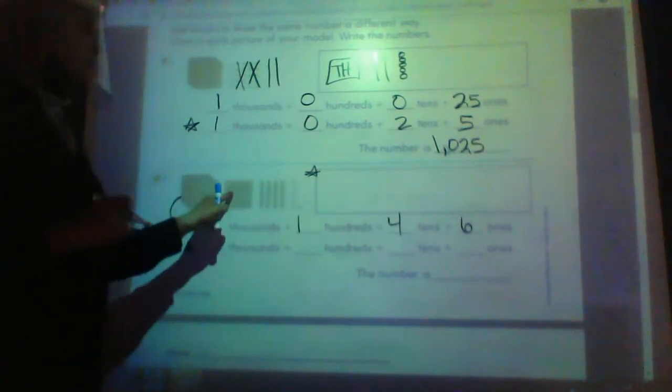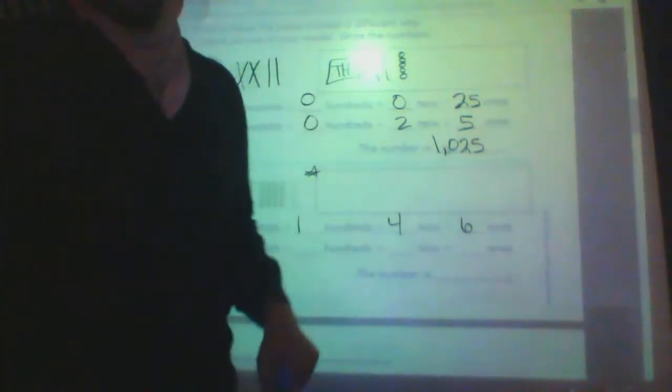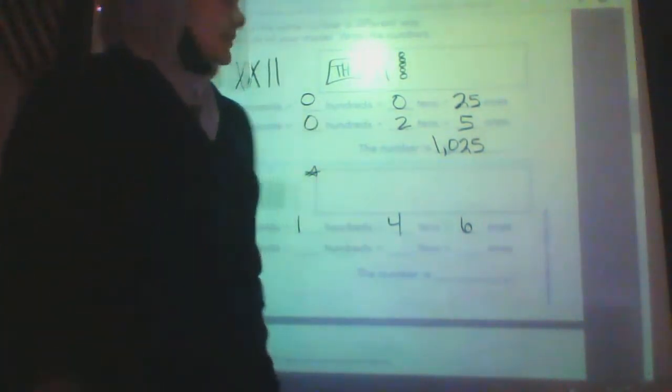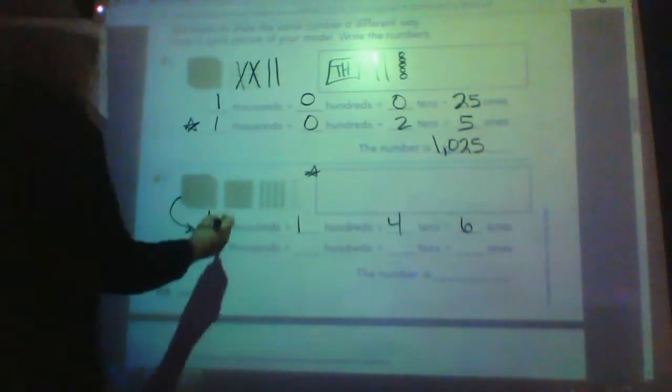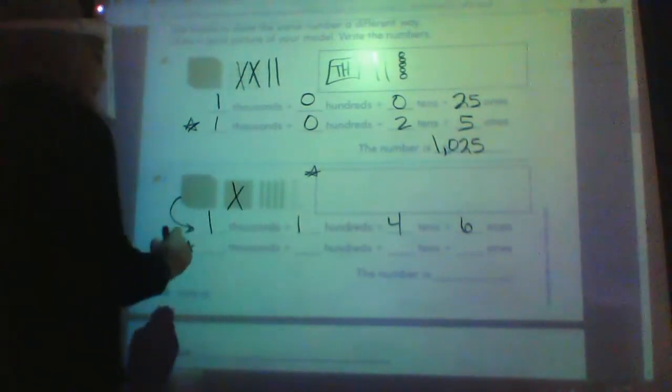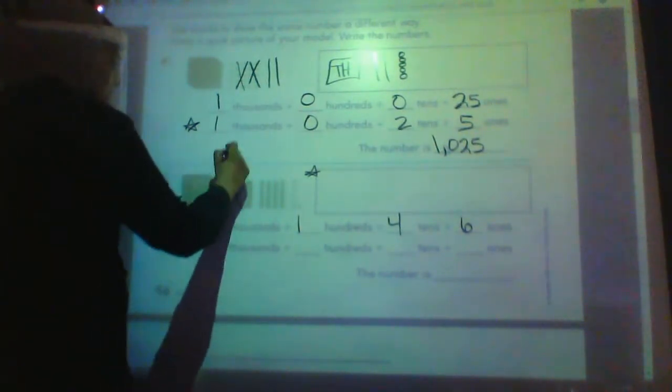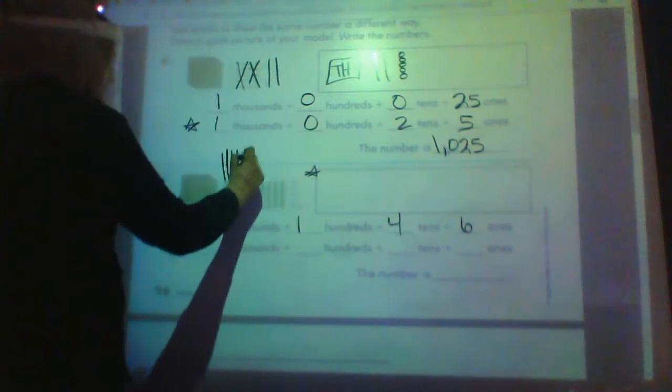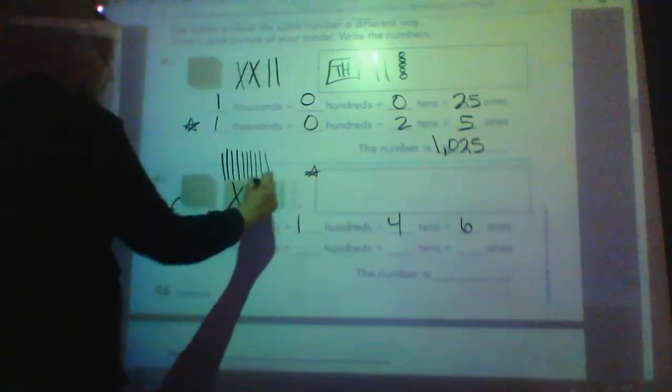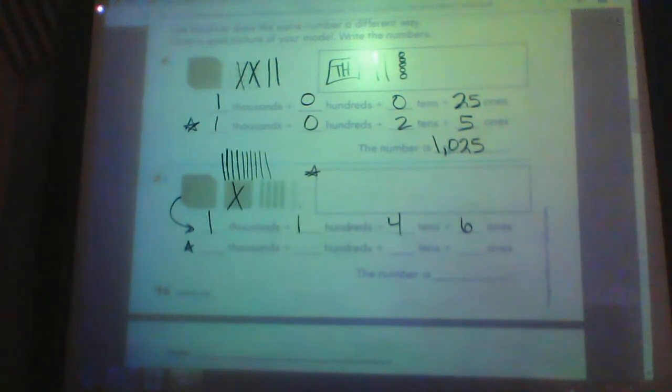When we break apart the 100, if I have this 100 and I want to break it, pow, what comes out of it? 10 of these. If I break this, I get 10 of these. So that's what I'm going to do here. I'm going to break this, and now I'm going to draw 10 of these for it instead. 1, 2, 3, 4, 5, 6, 7, 8, 9, 10.